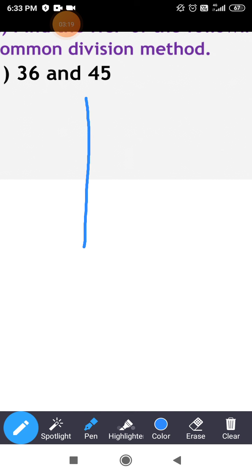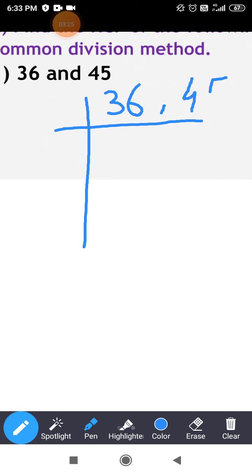First students, you have to make a line like this. Write both the numbers with the help of a comma. Keep a little space between the two numbers. Now, what is the rule saying? That we have to start dividing both the numbers but by a common number only. It means both the numbers should be divisible by the same number.